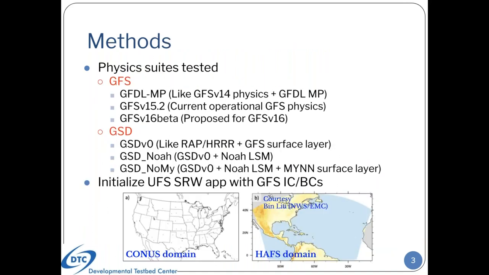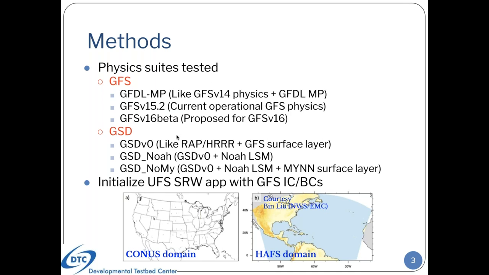So a little bit more on the method. I won't go into great detail on what all of these different versions of the GFS and GSD physics entail. The primary differences are summarized here on this slide. For looking at the results, essentially what I'd like you to remember is that the earliest version of the GFS physics that we're showing is what we're calling GFDL-MP, basically the version 14 physics plus the GFDL microphysics scheme. And the most recent version that we tested is the proposed version 16 beta physics.